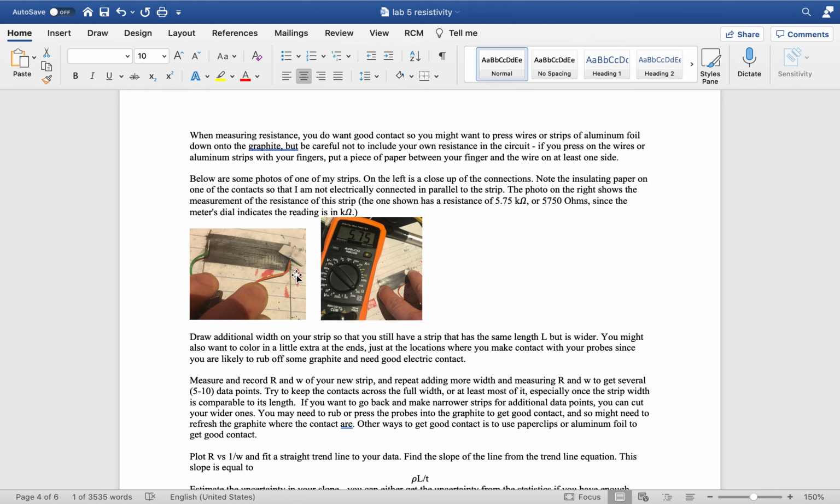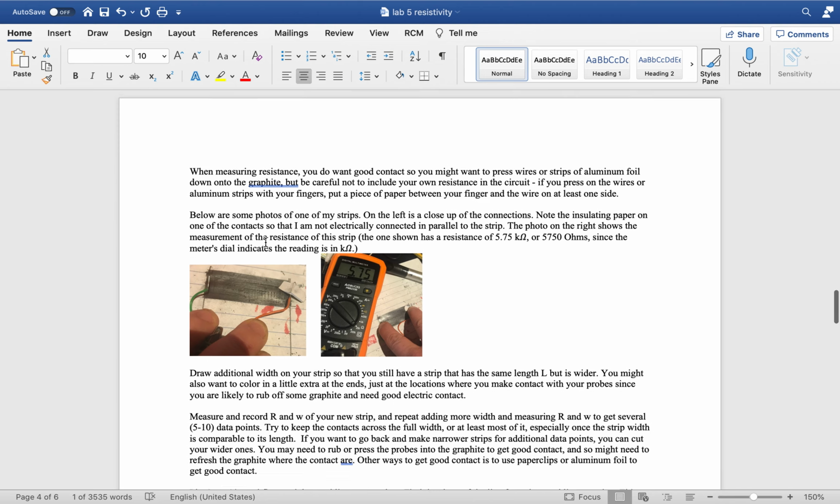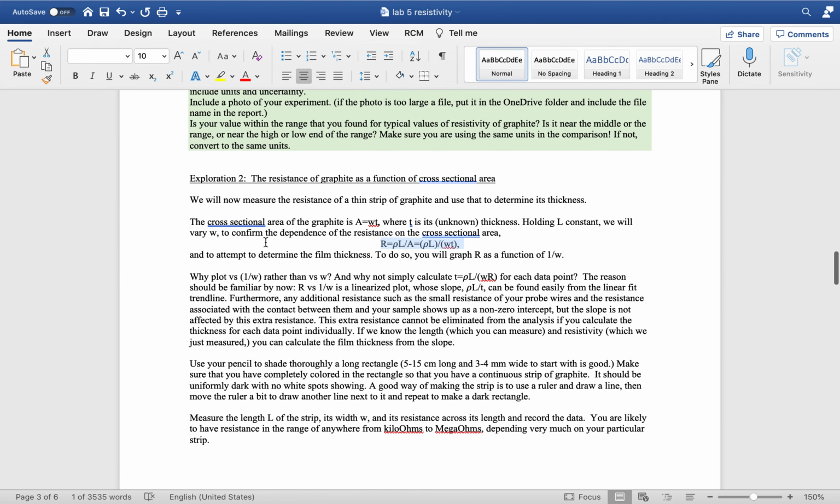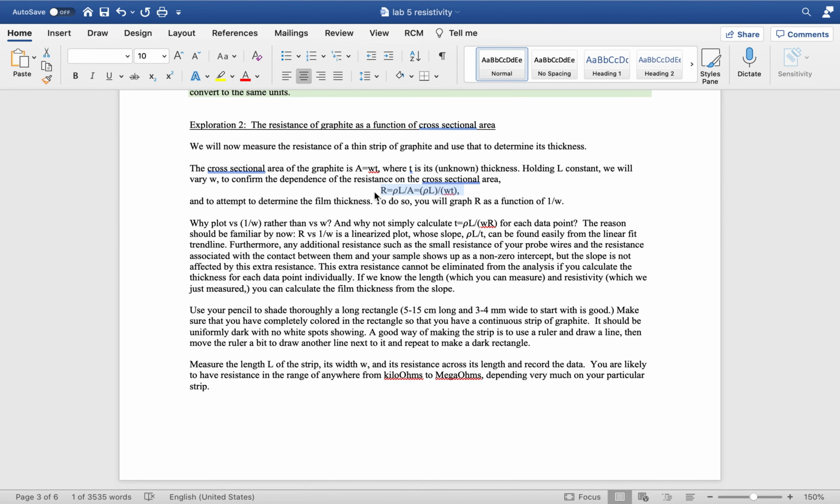They should keep L constant. L doesn't change here, right? They measure the resistance for that thickness. After that, they will increase the thickness, again making more lines, and measure the resistance again. Then they will plot a graph of R as a function of 1 by W. Using the fitting equation, they are going to calculate what T is from that.